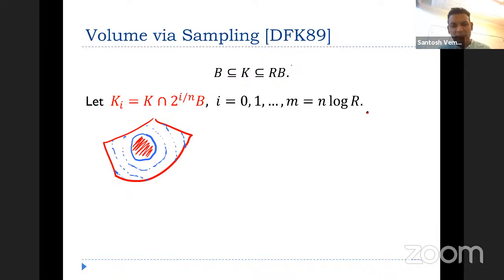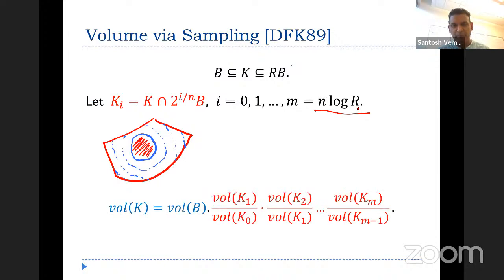Okay, now why this sequence? And there's not too many. There's only n times log R total number of bodies in the sequence because it's growing geometrically, even if slowly. And then the algorithm is simply, you start with the volume of the unit ball and multiply by the ratios of all of the volumes along the way. That's it. So it's very similar to the simple sampling algorithm, except instead of one shot, we're doing it in this sequence.